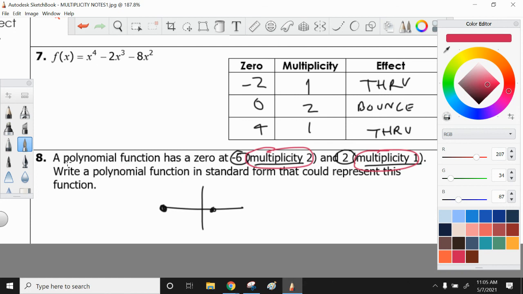Probably going to be odd positive because we don't hear anything about it being negative. And so it's going to look like this. -6 multiplicity 2 would be a bounce. That would be a through. And we're done.